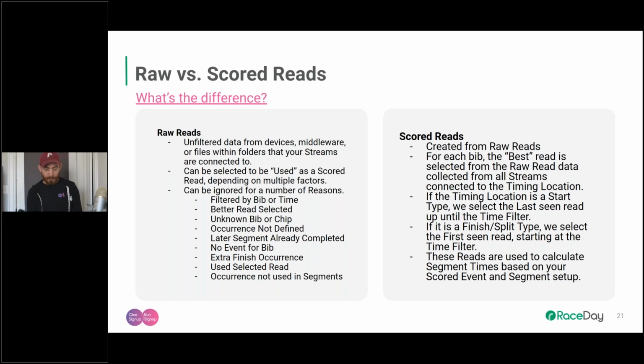So segment times are what you would see in the results. They are your net times, your 5K, the 20 minutes that you did for a 5K, or your split time that you had. All of the raw reads and scored reads are in time of day. So you'll see the actual time of day that the read occurred. All of the segment times are in net time.